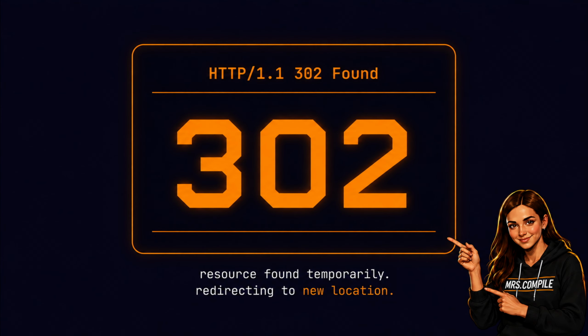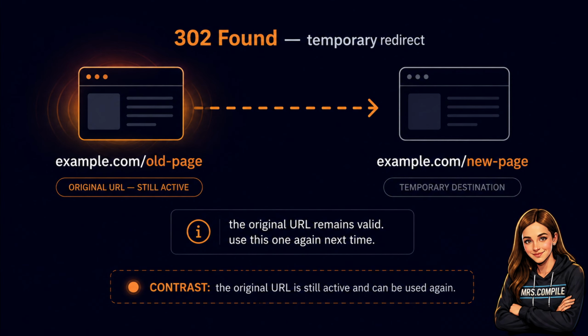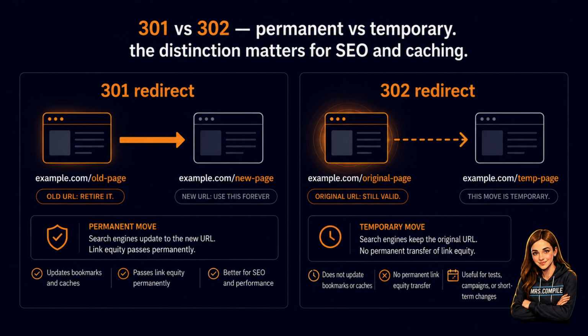302 means found. A temporary redirect. The resource is somewhere else right now, but this URL remains valid. Keep using the original. This move is not permanent. The distinction between 301 and 302 matters more than most people realize. Search engines pass SEO link equity through 301 redirects. They don't through 302. Using the wrong one is a real mistake with real consequences.